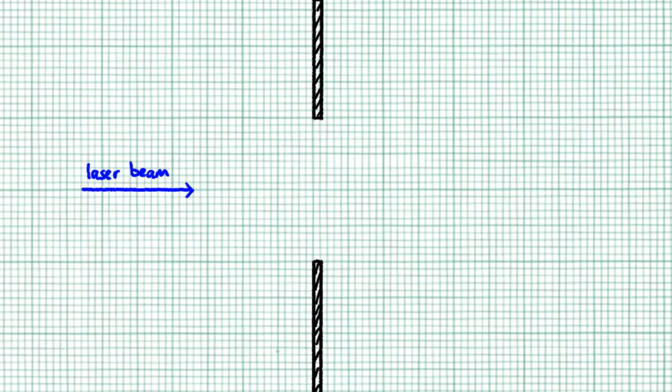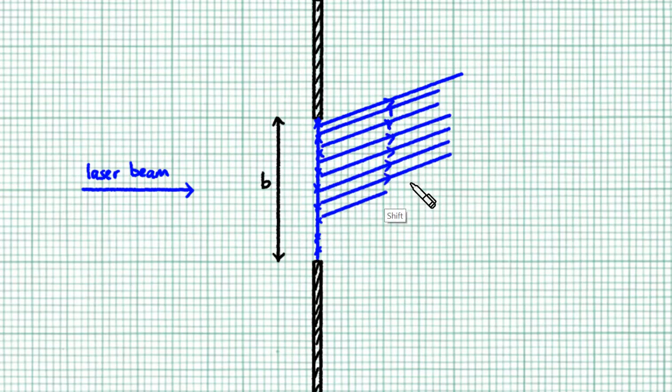Well, a single slit is not a point source. It has a slit width, b. So it's a continuous line of wave sources, and we get a light ray coming out from each point in the slit. All these rays are going to interfere with one another to give us the single slit interference pattern.